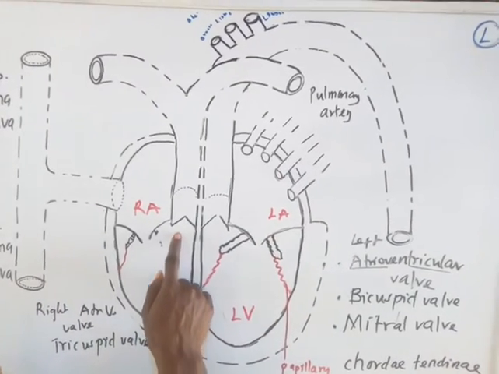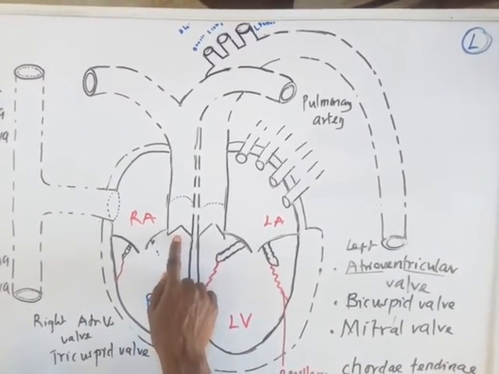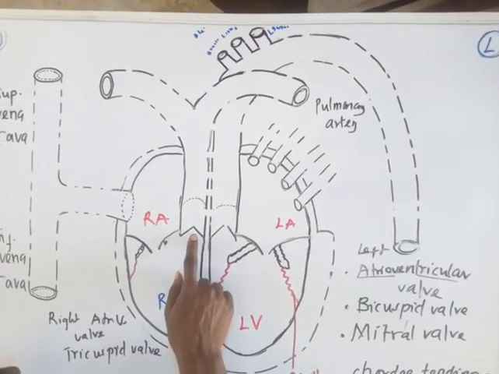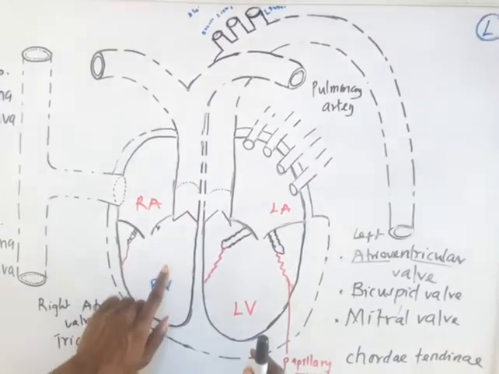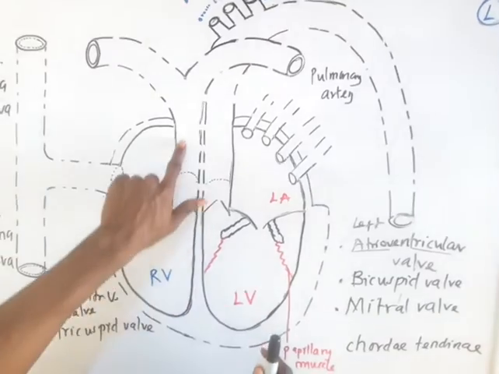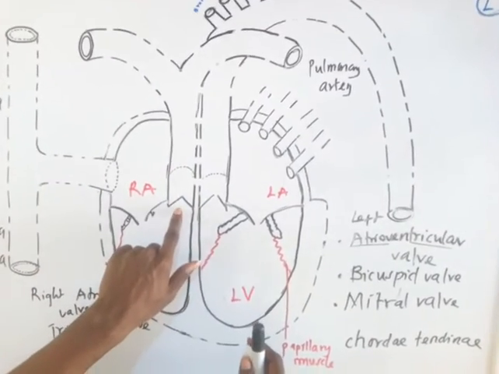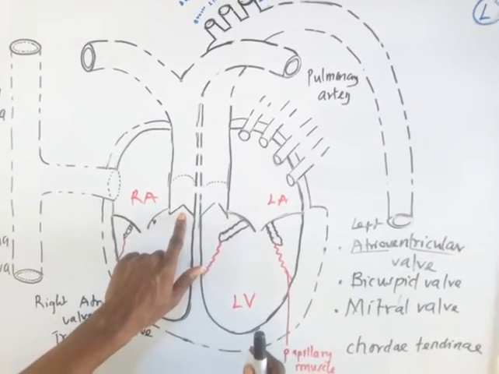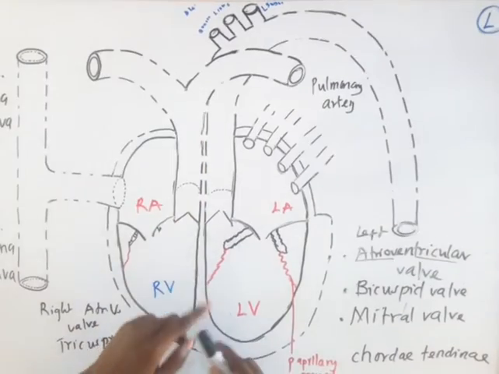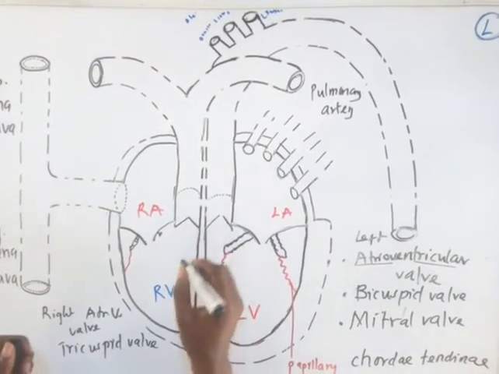Now there is another valve here. There is one valve here, and another valve, to ensure one-way flow of blood. And there is another valve here. This valve is for the pulmonary artery, so it is called the pulmonary valve.